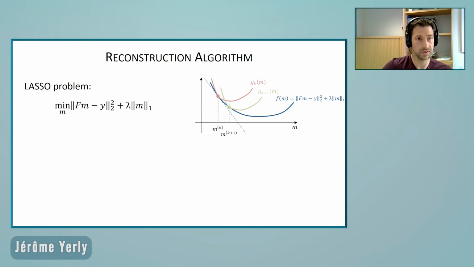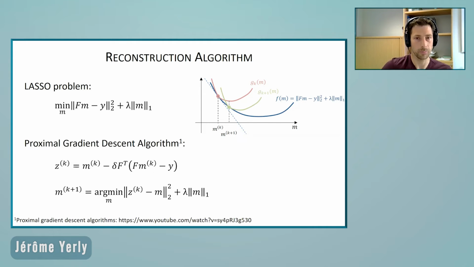So at the next iteration, now we have this new position, we calculate again this new quadratic function that will be the new upper bound at this position. And as we do that over and over, we will slowly converge to this minimum. So this is what is called the proximal gradient descent algorithm.